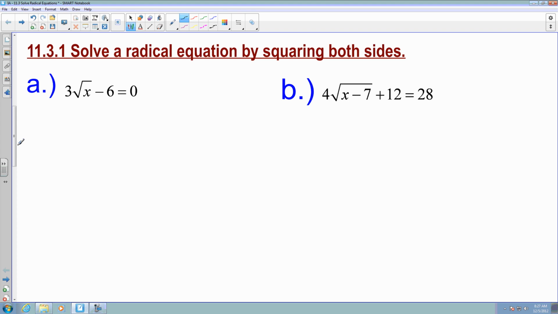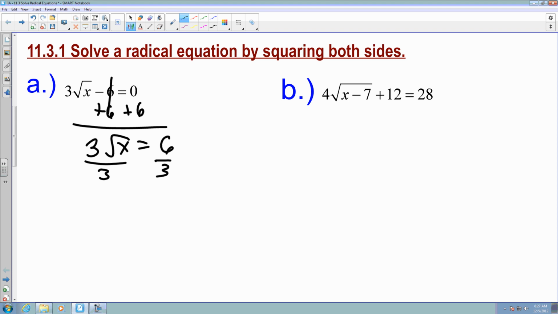So what was the first thing we need to do? First step is we must isolate the square root on one side of the equal sign. To do that we're just going to use algebra. First off, I'm going to add 6 to both sides. So that cancels, and then I have 3 square root of x equals 6. I still need to isolate, so I need to divide both sides by 3, which then gives me the square root of x equals 2.